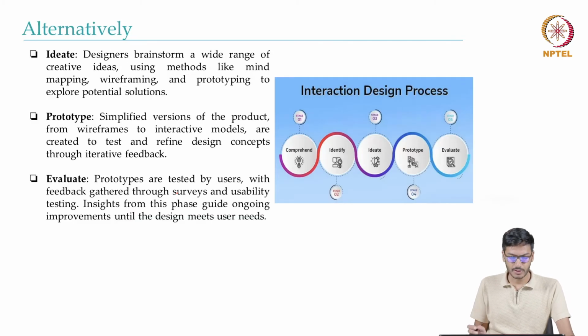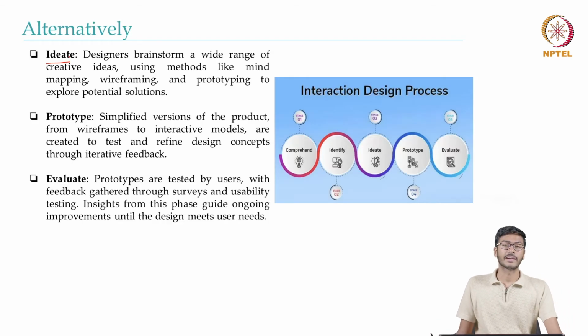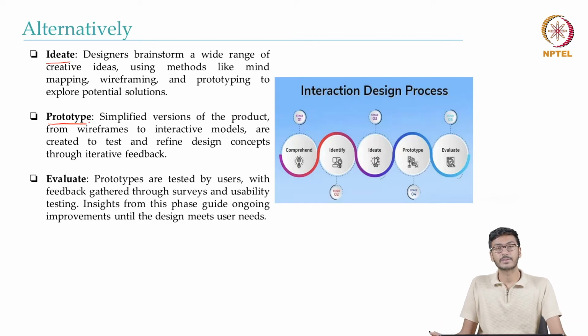The next stage we move on to is ideate. Here we brainstorm a wide range of creative ideas and methods using mind maps, wireframing, and prototyping that helps us explore various solutions. The next we come to is prototype. Here we actually make some simplified versions of the products from wireframes to interactive models. And those are created to test and to refine the design concepts through an iterative feedback process with the help of users.